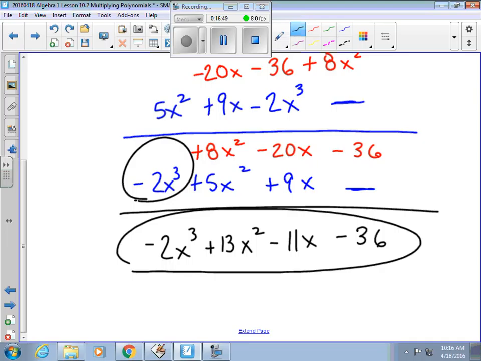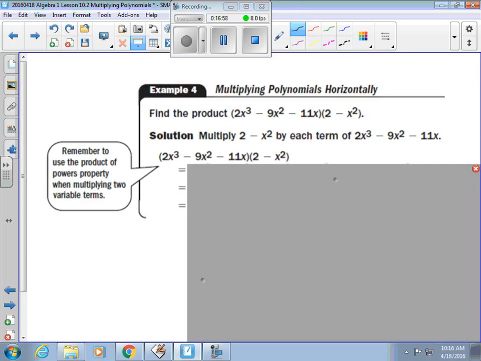Now, most people don't use the vertical method, not because it's a bad method, but it seems longer for most people. Most people prefer the next method, the horizontal method. 2x cubed minus 9x squared minus 11x times 2 minus x squared. Multiply 2 minus x squared by each term. So what we're doing is we're going to take 2, just like we did in the very first example, and we're going to multiply it by everything.